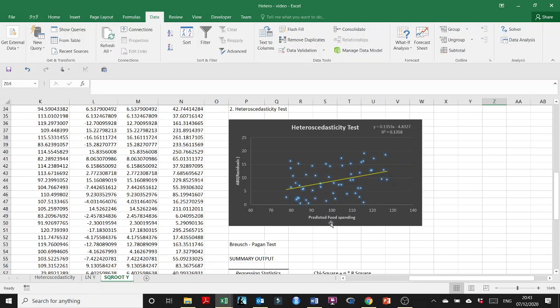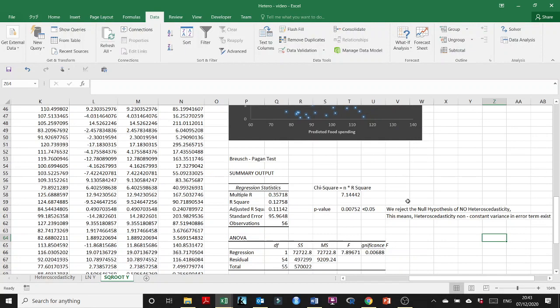Here, a very nice linear line. This means as the predicted food spending values increase, the absolute errors also increase. And as you can see here also with the Breusch-Pagan test, we were not able to accept that there is no heteroscedasticity. So we reject. Over here, this value is actually less than 0.05. This means that we reject the null hypothesis of no heteroscedasticity, meaning there is heteroscedasticity.